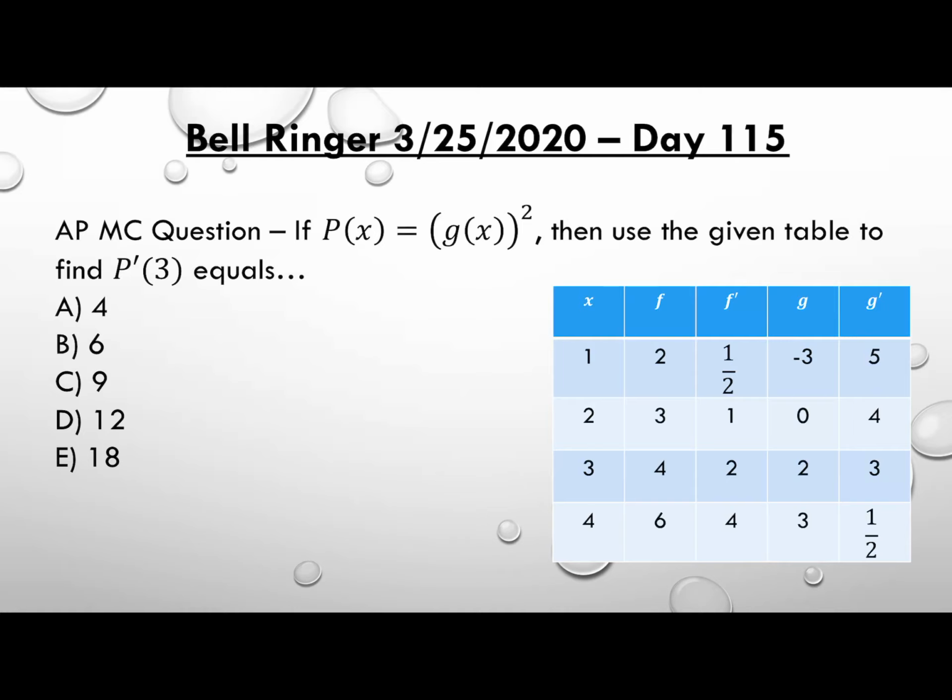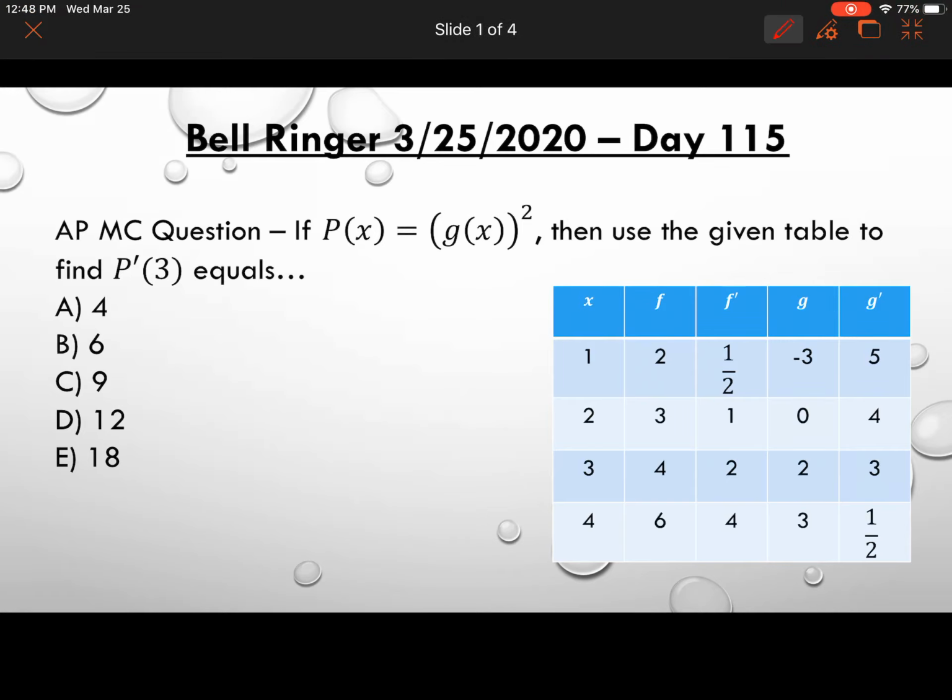So it's giving us a function, and it's asking us to evaluate the derivative at 3, right? That apostrophe represents p prime. P prime is just the derivative of p. So let's find what p prime of x is equal to first. Well, let's see. We have a function squared.